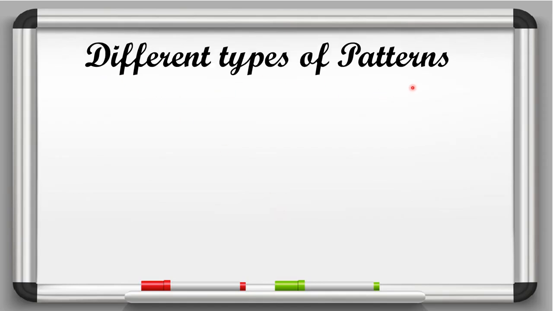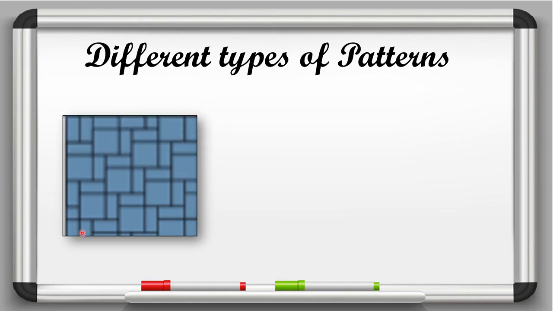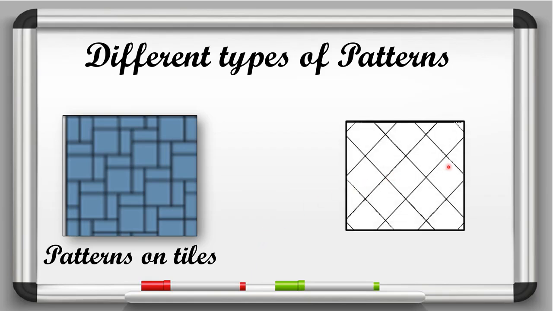So different types of patterns. Now I will show you different types of patterns. So first of all, this pattern is given. You can see there are square and rectangle, then square and rectangle in different ways, in different sequences. So we can say that this is the design or pattern of a tile. So patterns on tiles. Now this is again a pattern, okay, and this is the pattern on windows.